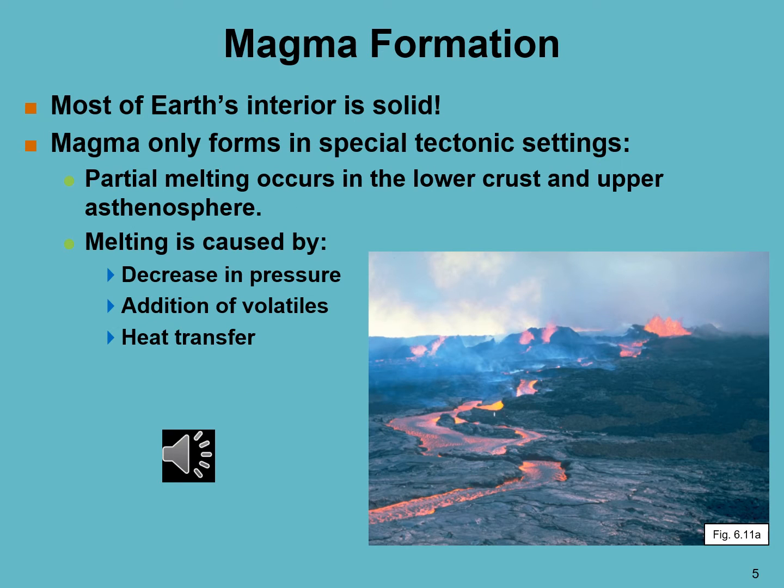After the iron catastrophe, the Earth cooled enough for the mantle to solidify, leaving only the outer core liquid. However, partial melting can develop in the upper part of the asthenosphere and in the lower part of the crust. Today, there are three special tectonic settings where melting can occur within the planet. They are: 1. Melting due to a decrease in pressure. 2. Melting as a result of the addition of volatiles. And 3. Melting as a result of heat transfer.